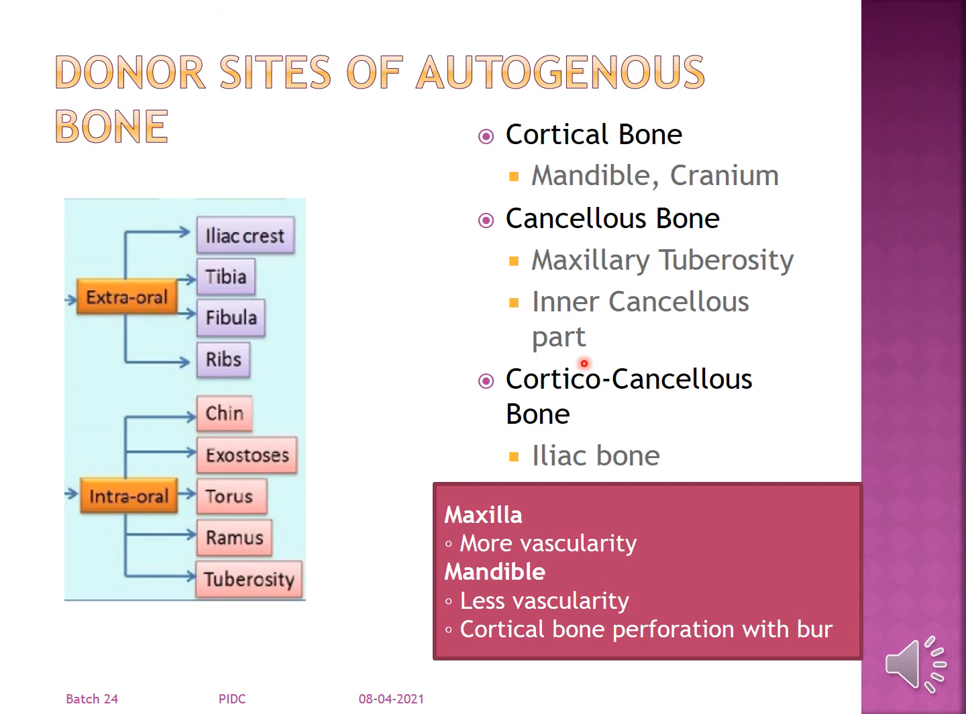If you want a combination of both these bones, then you can go for the iliac bone. But see to it that the maxilla, since it has more cancellous component, has more vascularity, whereas the mandible has more cortical component and therefore is less vascular, and cortical bone perforation with a bur is required for procuring your graft.